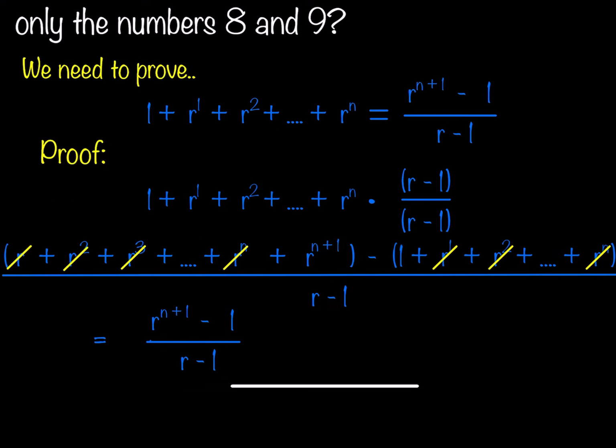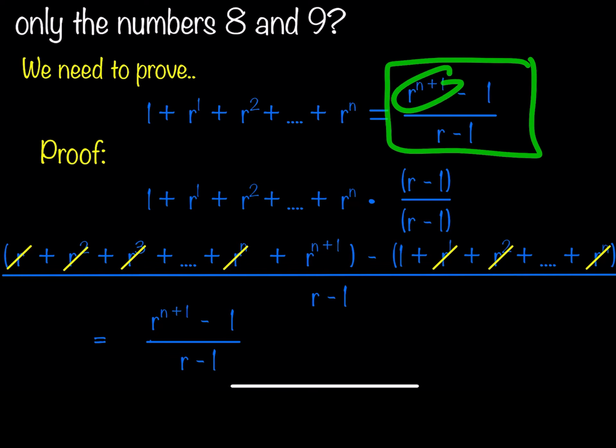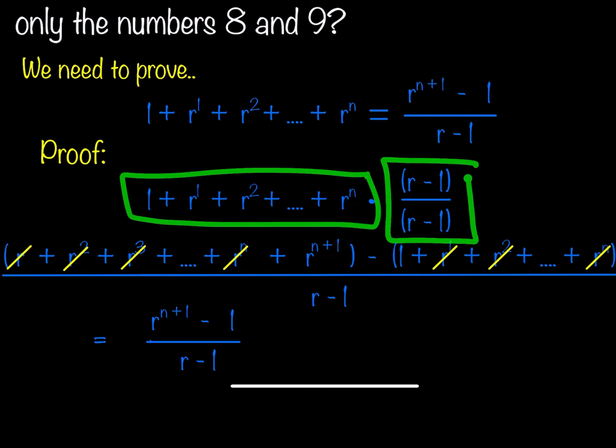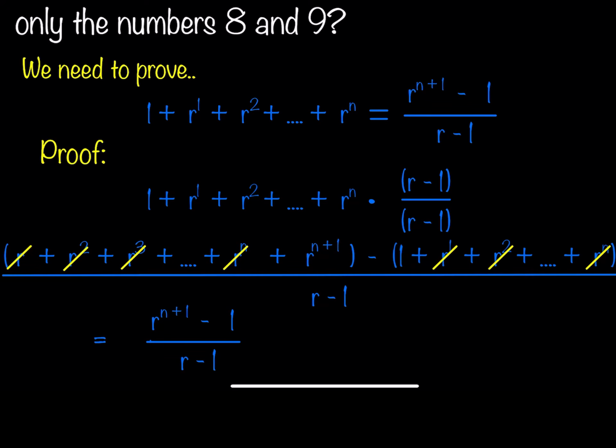Here's the proof. We need to prove this thing here: the geometric sum from 1 to r to the n equals r to the n plus 1 minus 1, divided by r minus 1. Let's see. Here's the official proof. This is a real proof here. I take the left-hand side and try to show that it equals the right-hand side. Let's see if it does. So here's the left-hand side. I multiply it by this, which is really just 1, because you can multiply something by 1. And now here's where it gets interesting. The denominator is r minus 1. I keep that in the denominator. I just shuffle this right into the numerator.